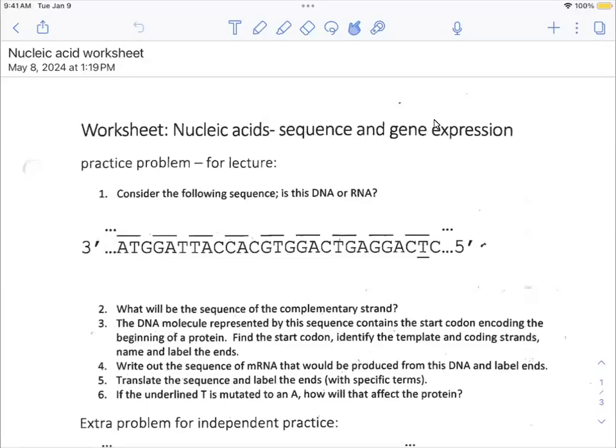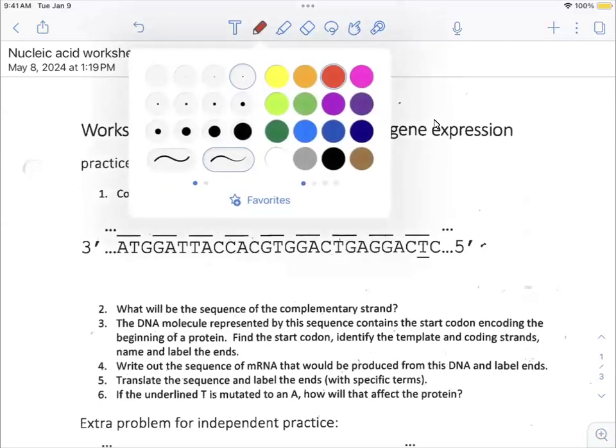All right, so this is the nucleic acid worksheet, and we're going to start with question 1. Is this DNA or RNA? Of course, we're going to remember that in DNA, we have T's, whereas in RNA, you have U's for the bases. So this must be DNA, right? So this is DNA. Then the next question says, what's the complementary strand sequence?